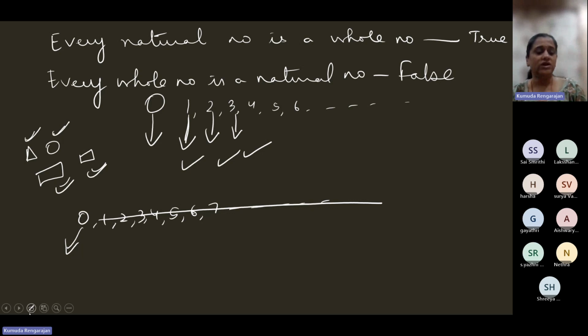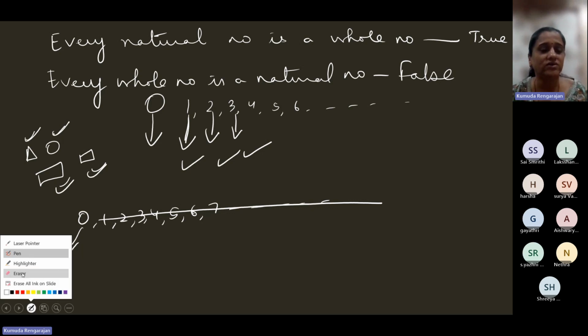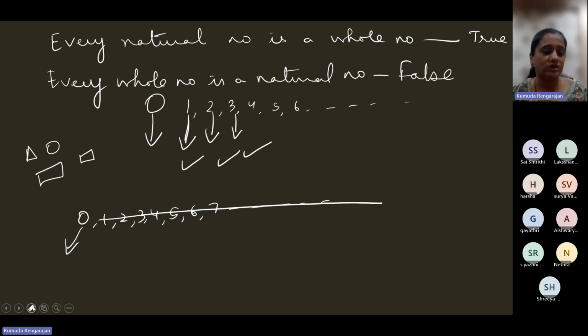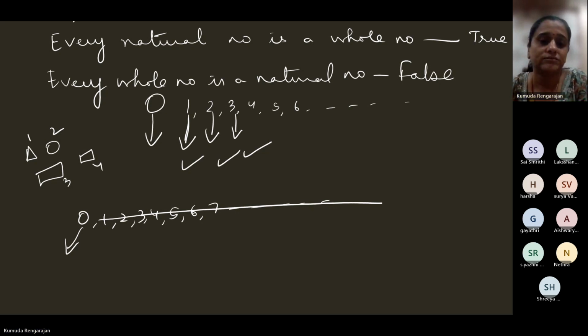How do we start counting? We count from 1 and say 2, 3, 4. So how many shapes are here? We say 1, 2, 3, 4 shapes. So counting numbers are called natural numbers. Counting numbers, including 0, are called whole numbers. Okay. So 0 is a whole number, but it is not a natural number. So the statement is false.